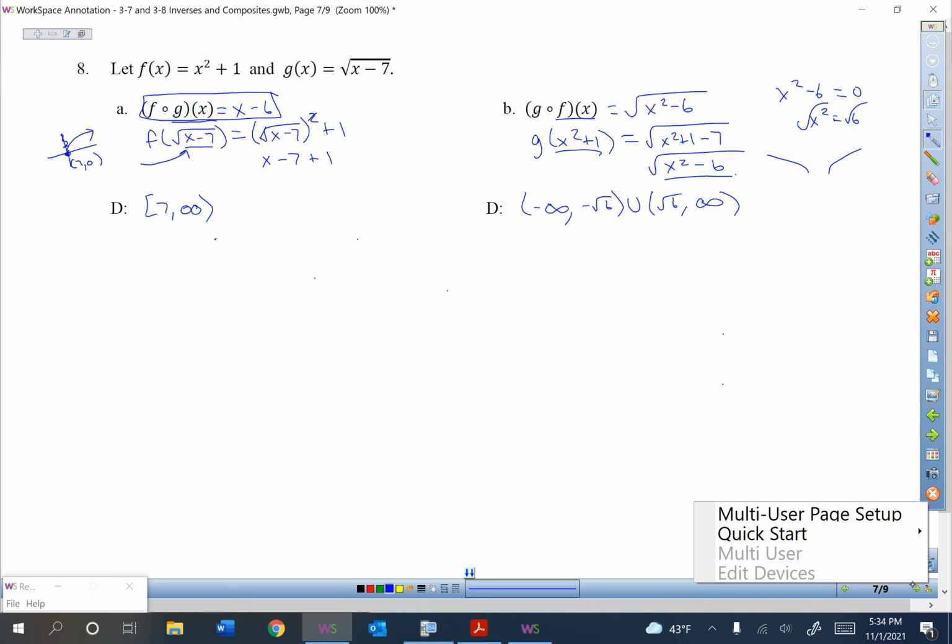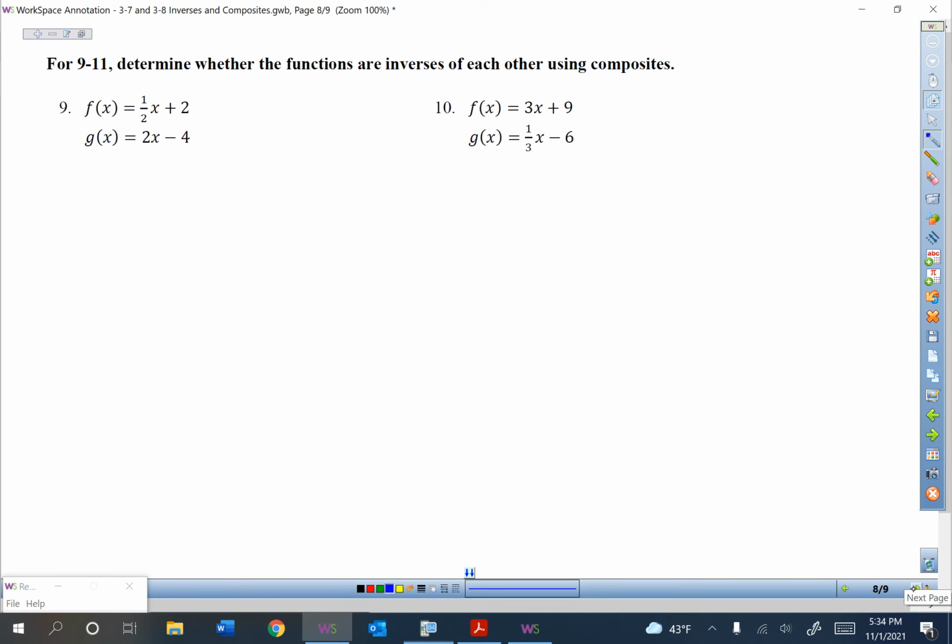Last thing we're going to do is put together the first part and the second part. The reason composites are going along with inverses today is because we can actually use composites to determine whether functions are inverses of each other. So at the top, here's what has to be true. If you take f of g of x and you take g of f of x and you simplify them, and if they both equal x, then we have inverses. So what we're going to do is take a look at each of these and see if they simplify to x. So first up, f of g of x.